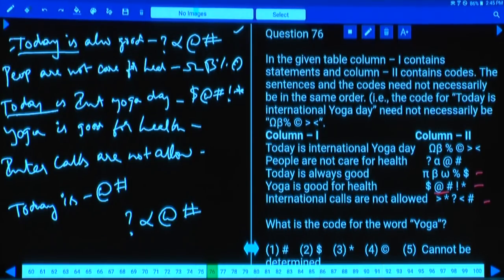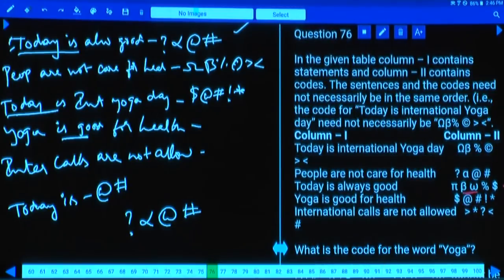Then compare this one. Now I am comparing this one. Today is also good and yoga is good. Is and good are the codes which are common, isn't it? International calls are not allowed. International calls are not, at least one is common. And next, people are not care for health. People are not care for health, how many are there? There are 6 elements. Here, are not is there, which means there are 2 words which are common.